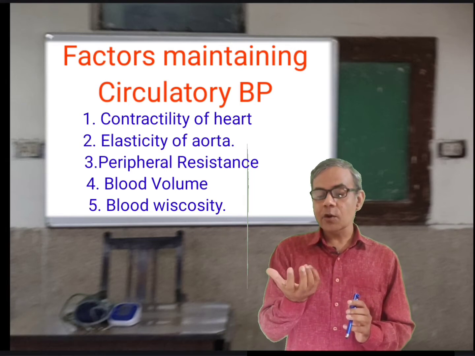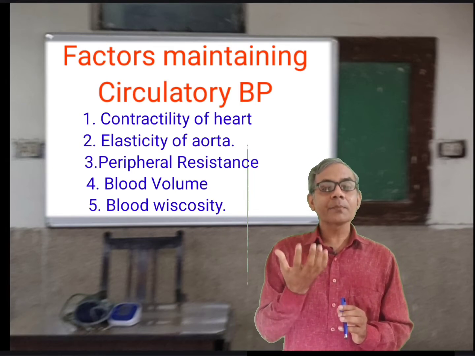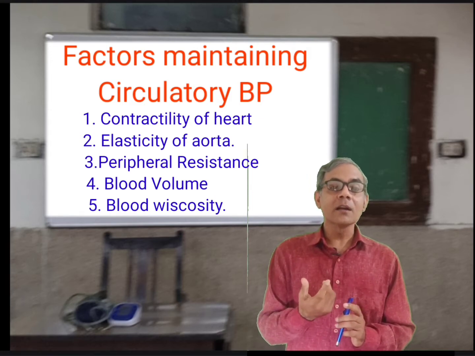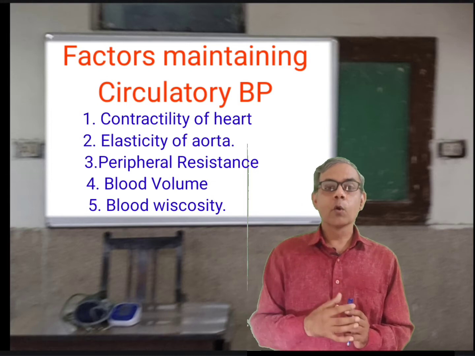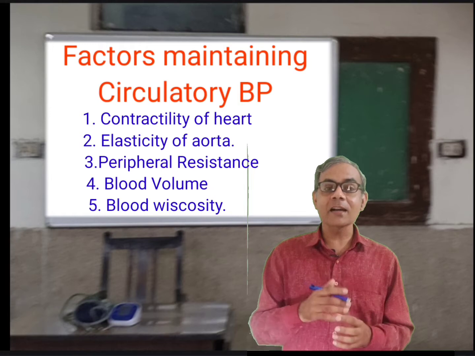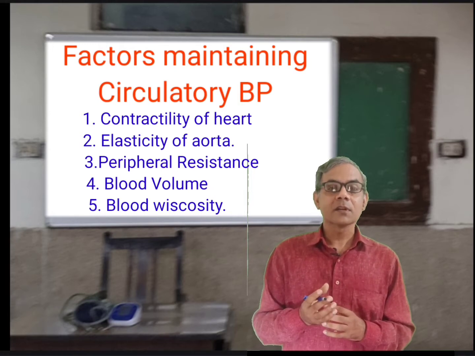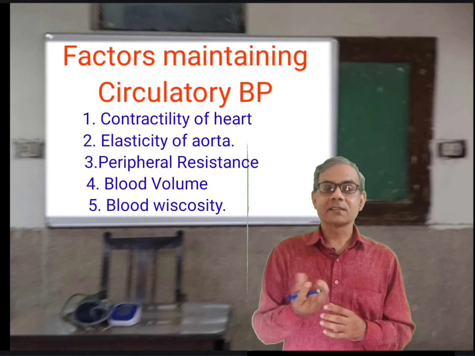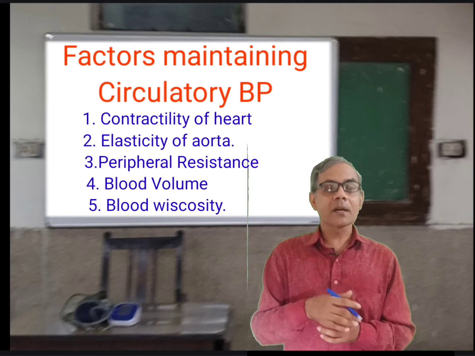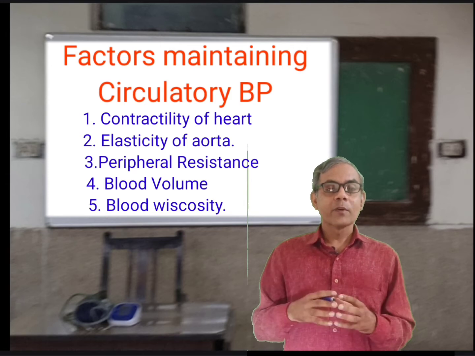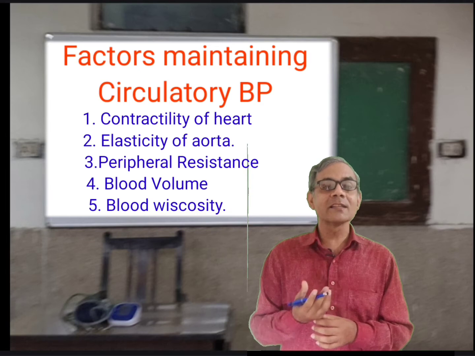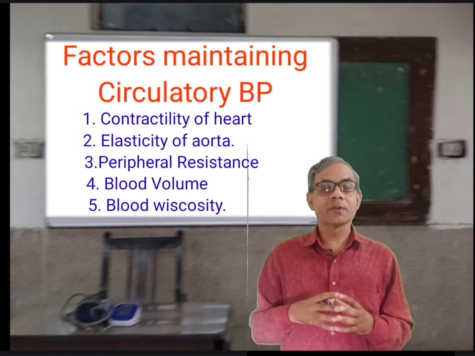So when contractility of the heart is decreased, the blood pressure cannot be maintained. You can see in heart failure, blood pressure becomes lower. In old age, elasticity of the aorta and large arteries decreases, so the blood pressure is increased. In dehydration, the circulatory blood volume decreases and blood pressure is decreased. When the viscosity of blood is increased, the blood pressure is also increased. It is seen in polycythemia.